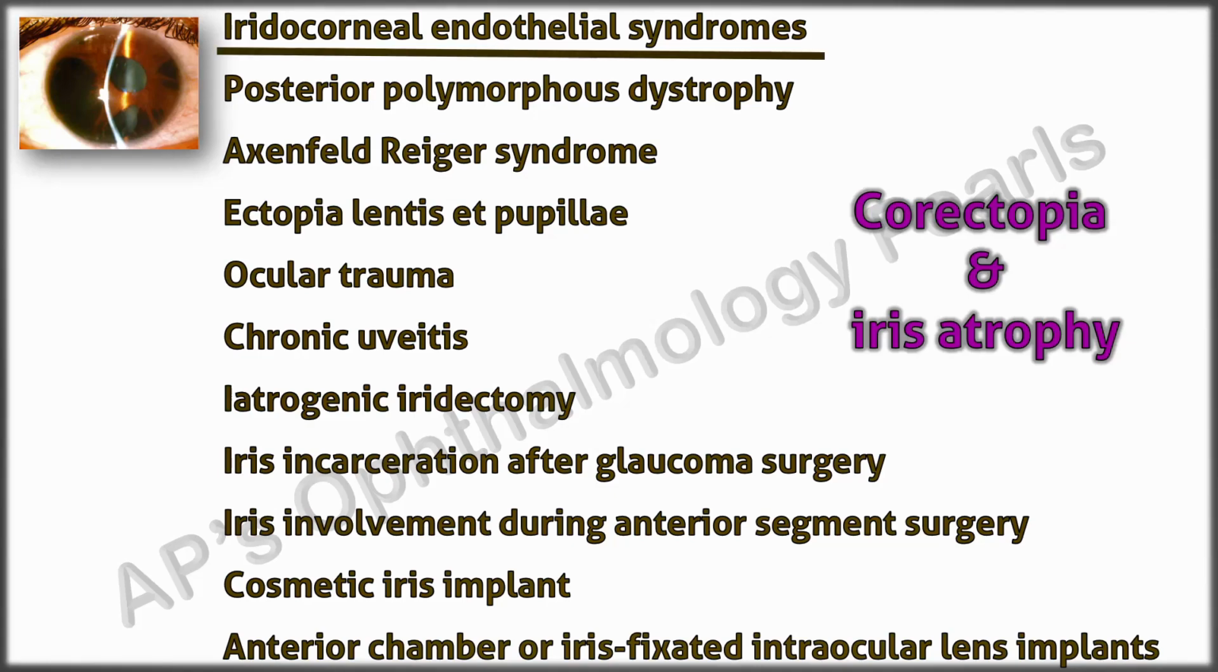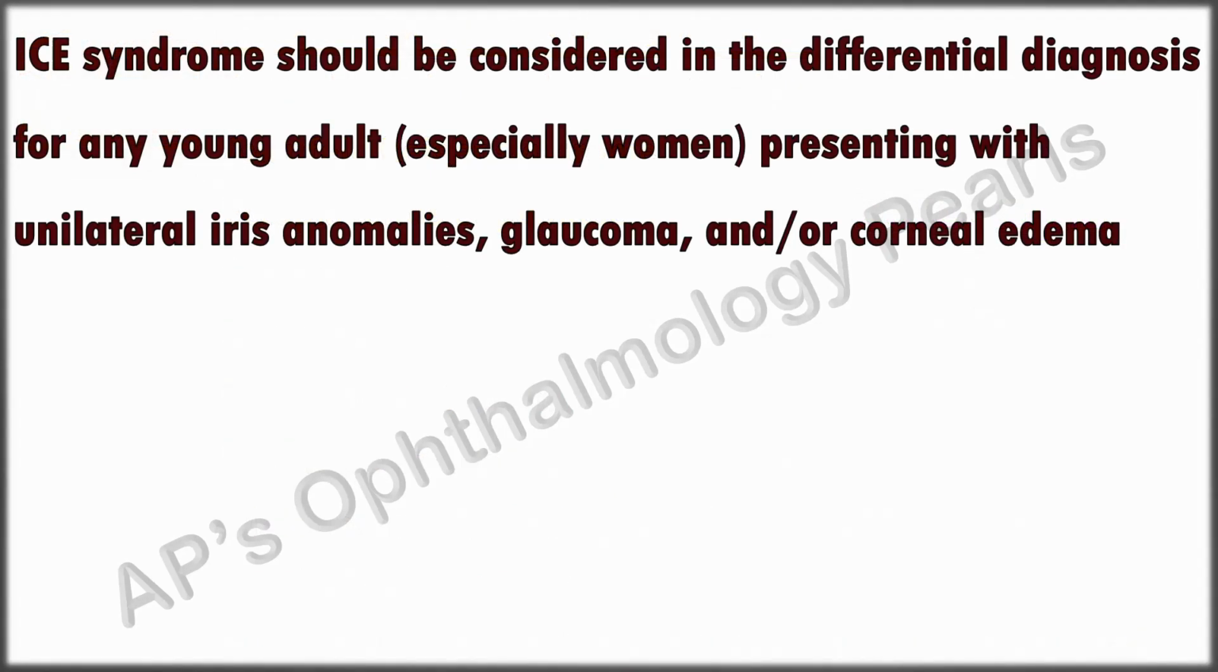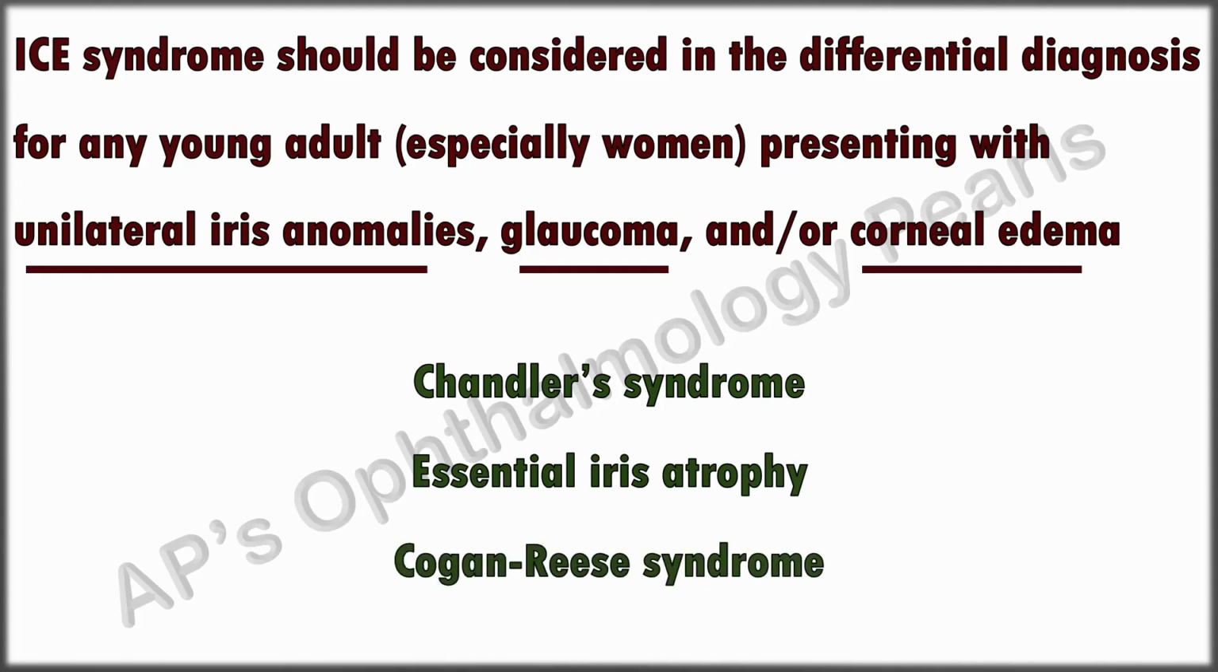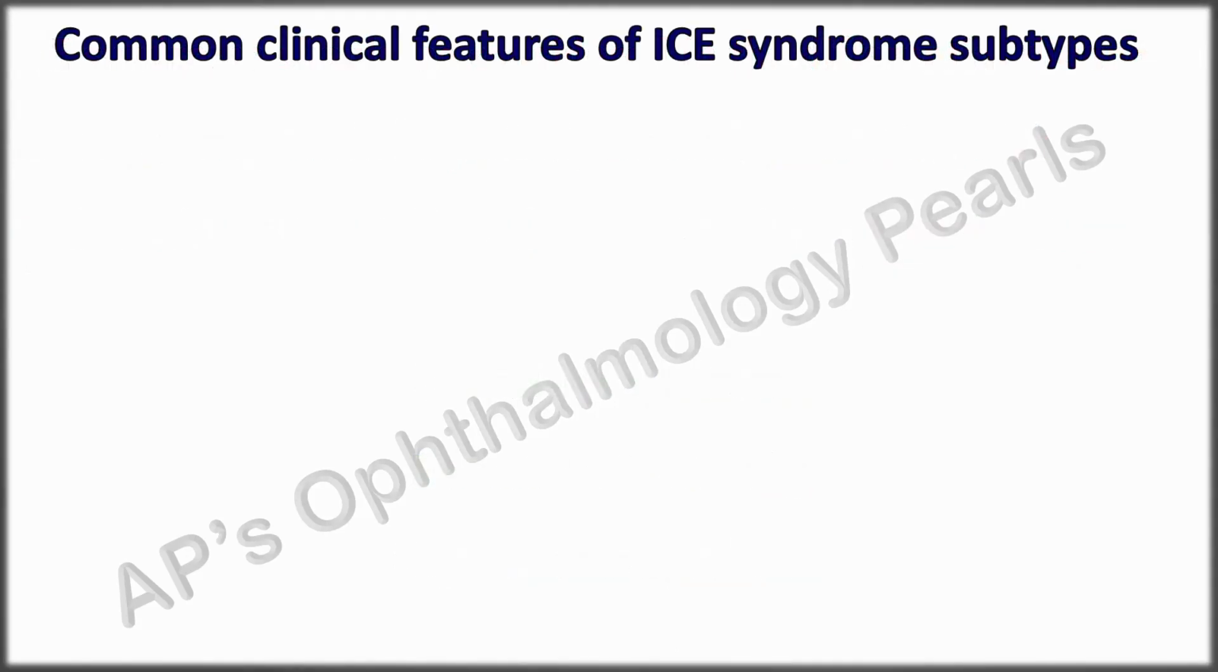First, ICE syndromes. ICE syndrome should be considered in the differential diagnosis for any young adult presenting with unilateral iris anomalies, glaucoma, and or corneal edema. The ICE syndrome subtypes are Chandler syndrome, essential iris atrophy, and Cogan-Reese syndrome. This slide shows the features that are common to all the ICE syndrome subtypes.